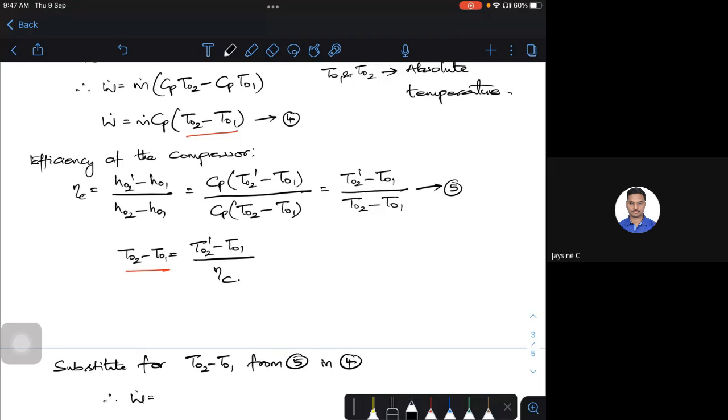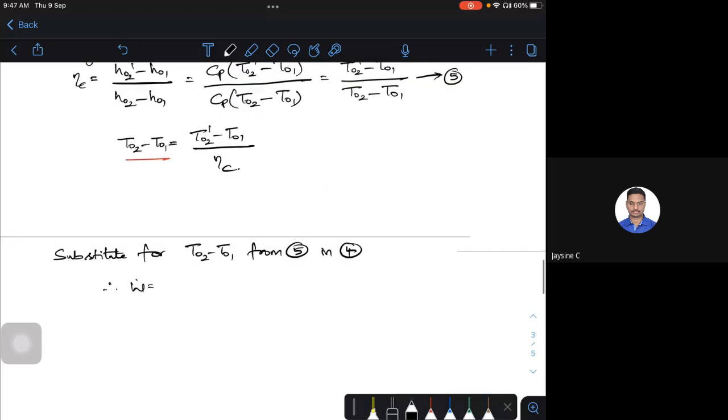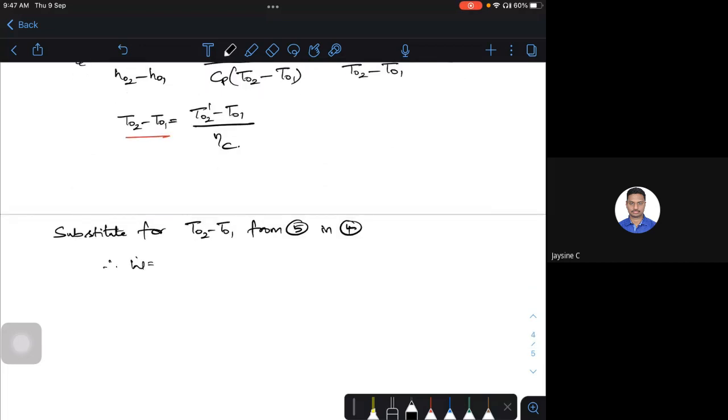So everything will drill down to 1 kg. I can write in terms of per kg also, doesn't matter. So it will be simple, Cp into T02 dash minus T01 divided by compressor efficiency. So assuming M dot is equal to 1 kg per second, if I do that, this will be simply Cp into T02 dash minus T01 divided by compressor efficiency.